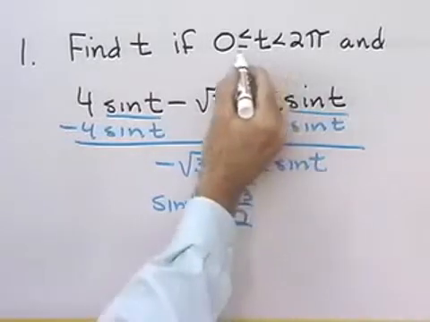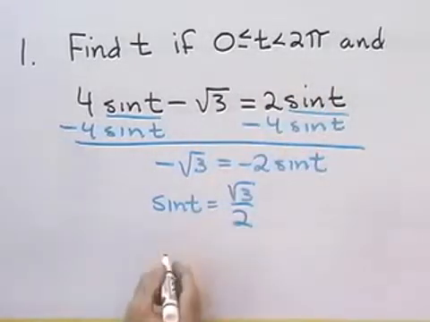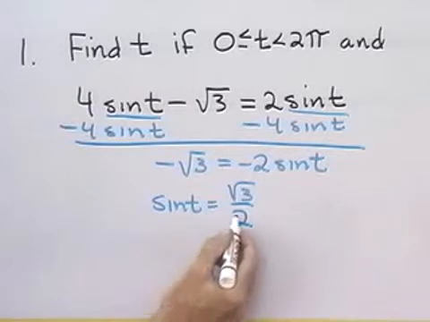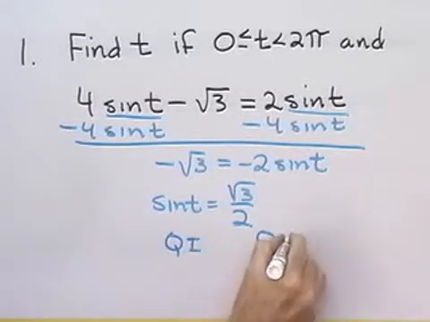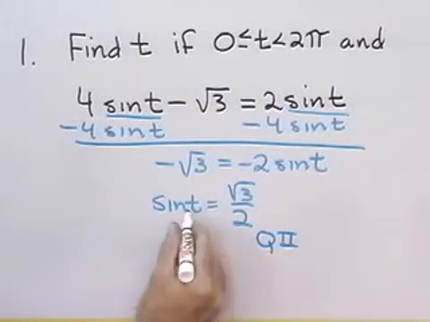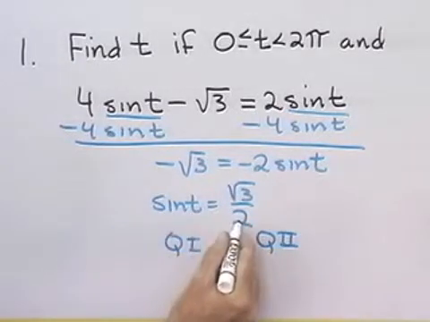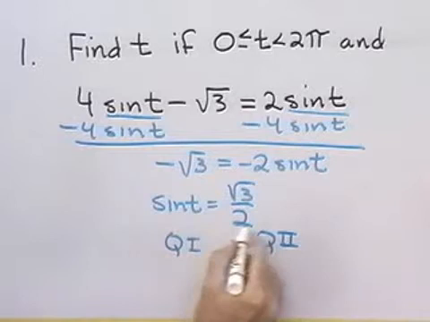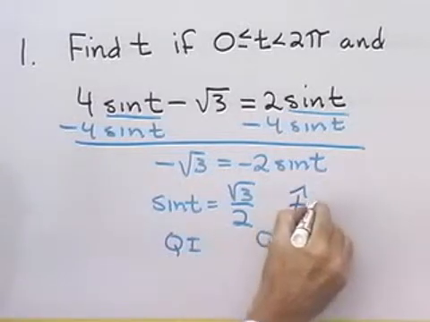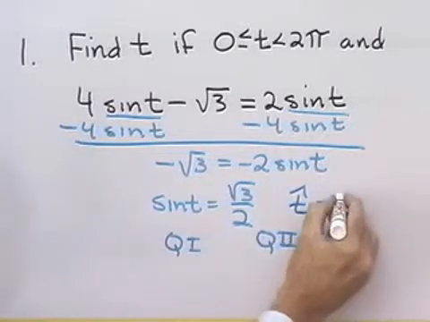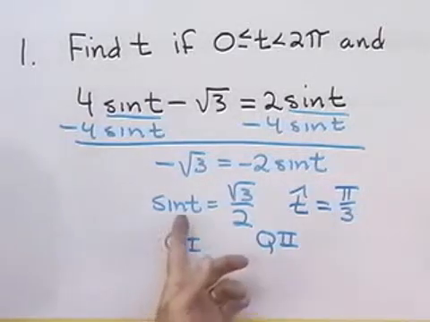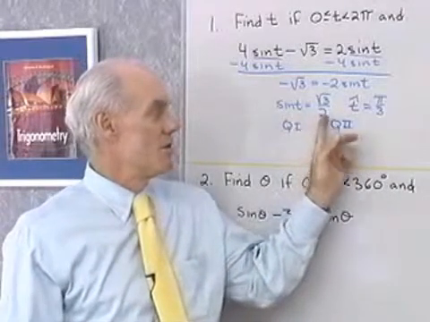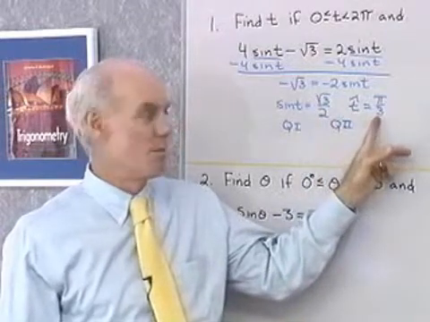Now, I want all solutions between 0 and 2 pi, so I know that my sine function is positive in quadrant 1 and also in quadrant 2. So I know because sine t is equal to square root 3 over 2, I'm looking for a radian solution here, that my reference angle is going to be pi over 3. So I'm thinking sine of 60 degrees is square root 3 over 2, so my reference angle is 60 degrees or pi over 3.